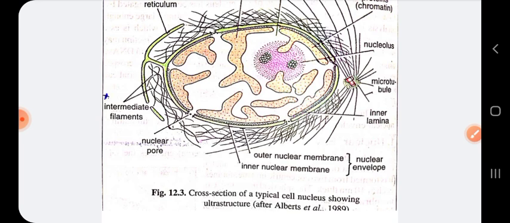What about the outer nuclear membrane? The inner nuclear membrane is surrounded by the outer nuclear membrane. It just looks like this. If I show you in another diagram, it will look like this.